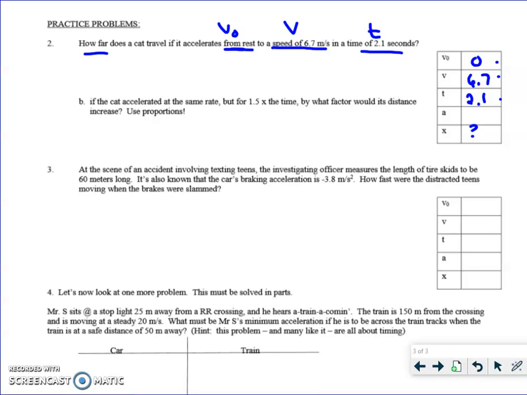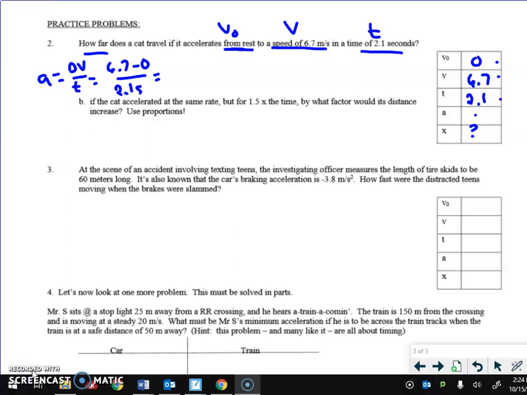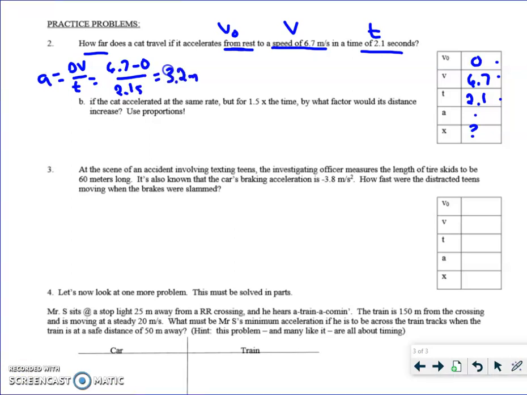Okay, so let's say you want to use that fourth equation. I want to find a. So I'm going to do this in 2 stages. I'm going to find a first. A is going to be delta v over t. So my delta v is 6.7 minus 0 all over 2.1 seconds. When I divide those, I get 3.2 meters per second squared. Now I can apply my new equation, now that I know this is 3.2. So x, my change in position, is equal to v naught t plus 1/2 at squared.